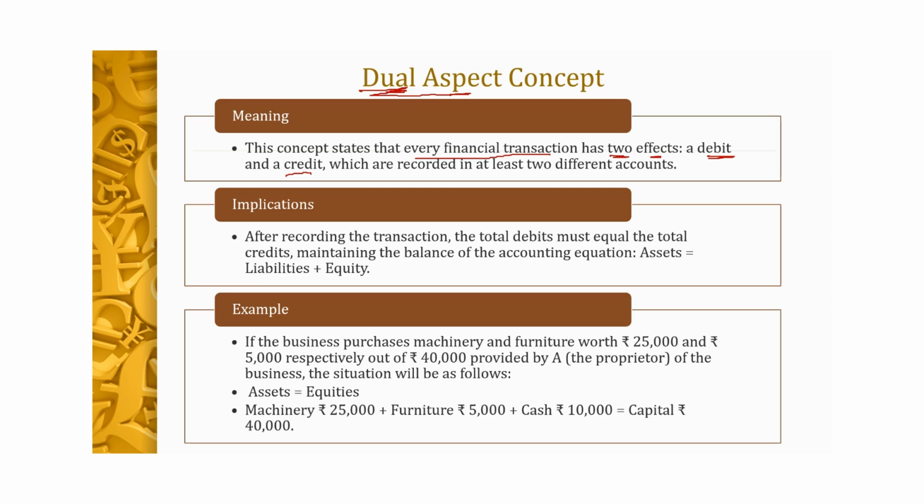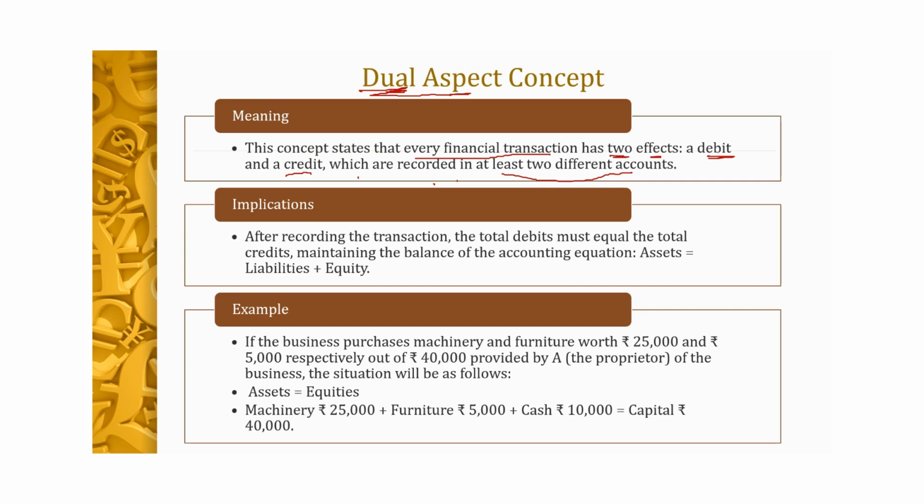So this dual aspect concept says that every transaction has two effects. One is debit, other is credit, with the equal amount, right? And both are to be recorded in at least two different accounts. Reason: if one is paying, other is receiving. If one is getting, the other is sacrificing. So two accounts will be affected.